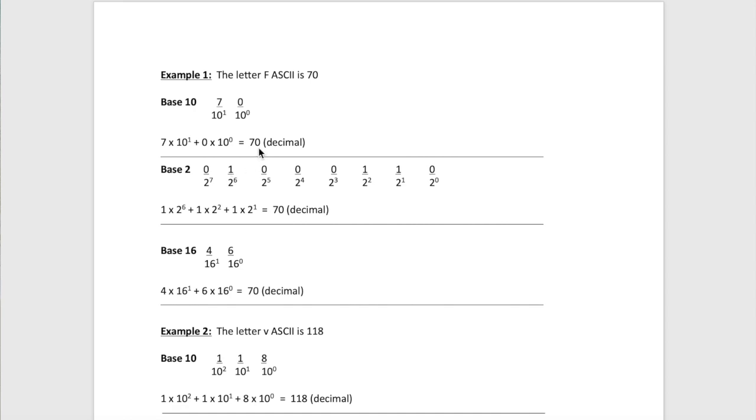We want to add up to get to 70. So 2 to the 6 is on, 2 to the 2 and 2 to the 1. Why? Because 1 times 2 to the 6 plus 1 times 2 to the second plus 1 times 2 to the first gets me 70.